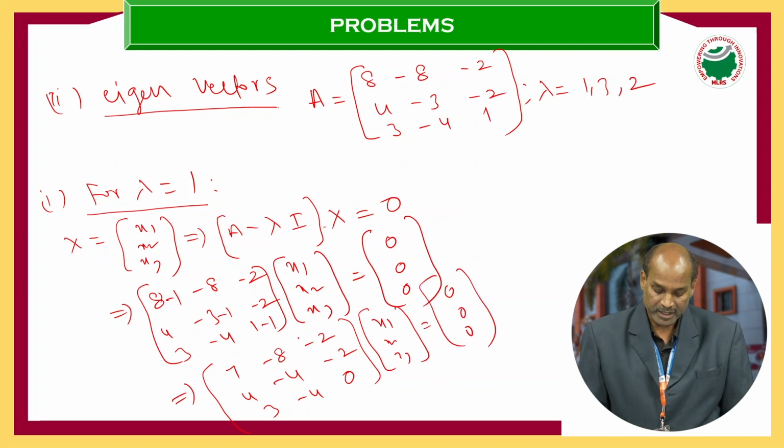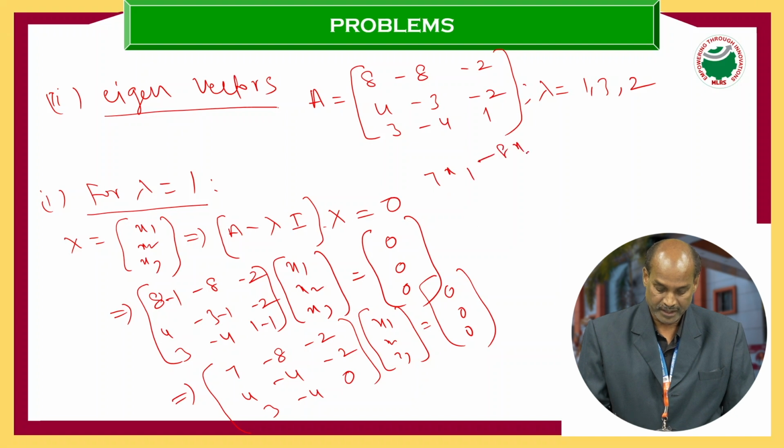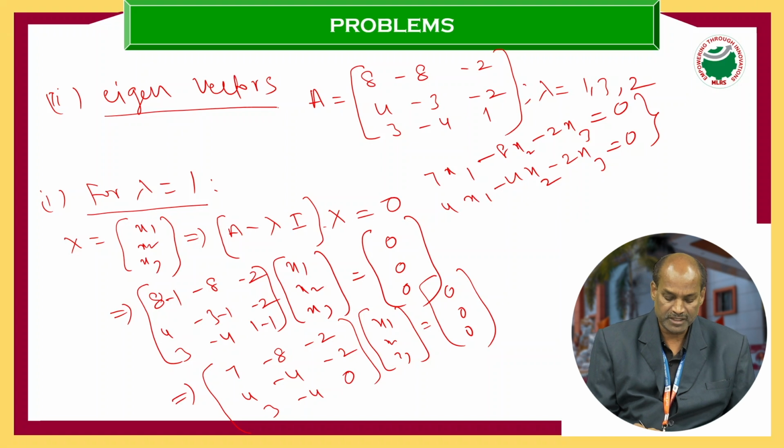Okay. Now take any two rows. The first row gives 7x1 minus 8x2 minus 2x3 equals 0. And I will take the second row: 4x1 minus 4x2 minus 2x3 equals 0. Solving these two equations. From these three rows, take any two rows and solve.